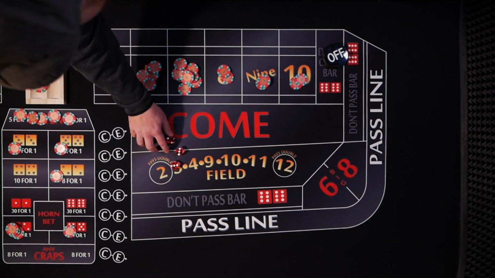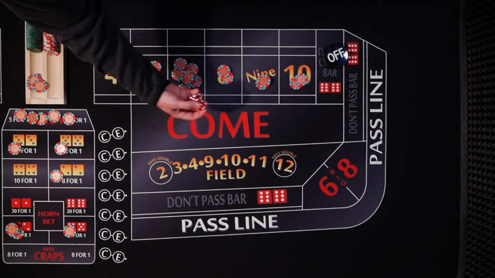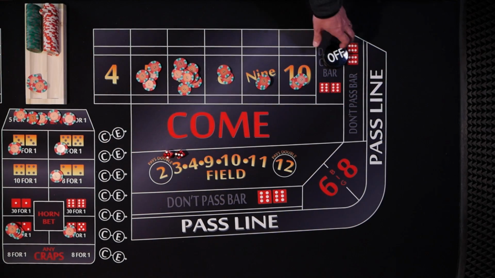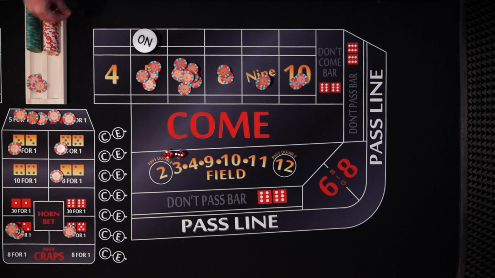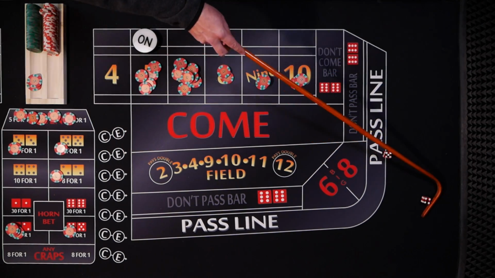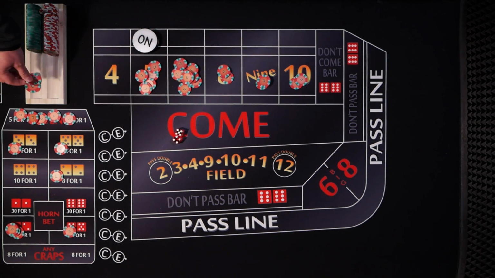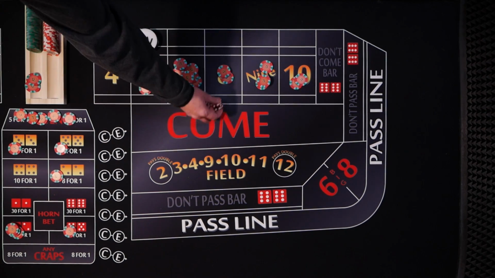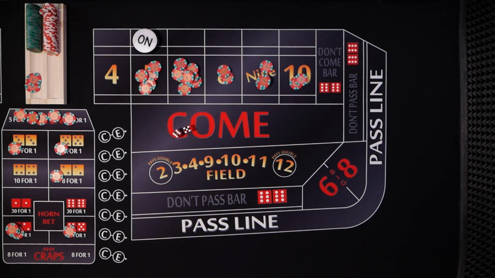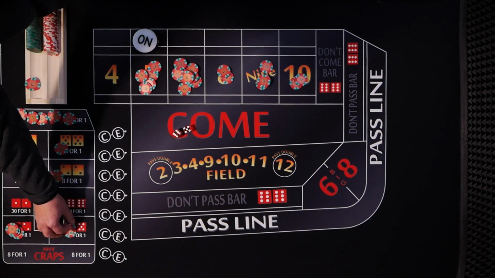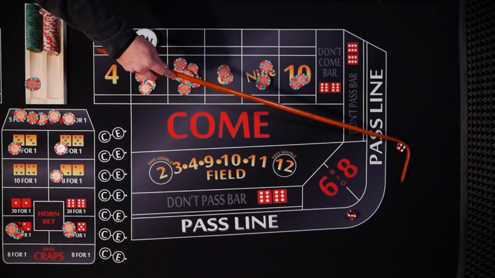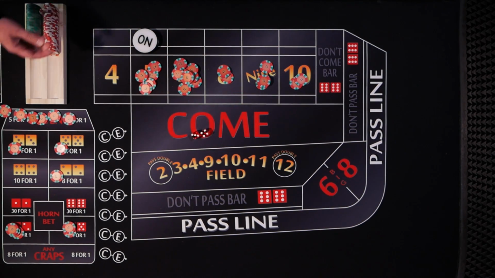A couple more rolls here. And it is going to be 5. Point's 5. Gonna mark it. See that 2 and 12. We got a 9. And another Yo 11. And 7. Final roll is 7. 7 out.